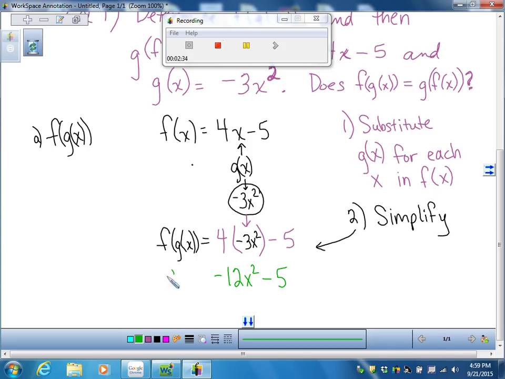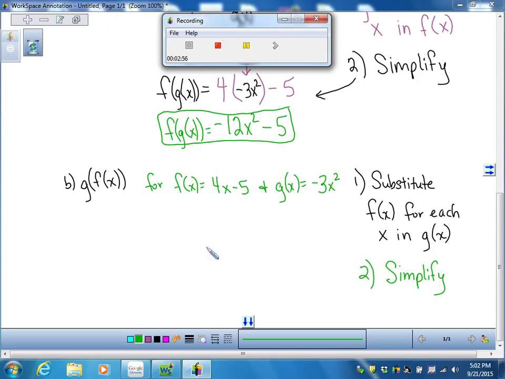So f of g of x is equal to negative 12x squared minus 5. So I have found my first composition of functions. Go ahead and pause, and when you're ready to continue, hit the play button again.